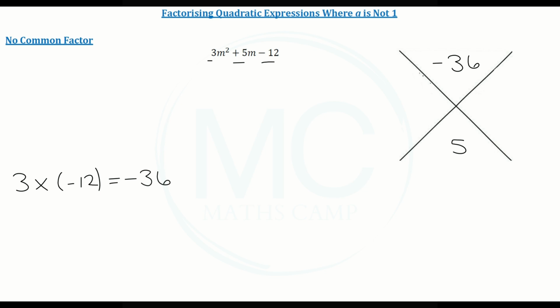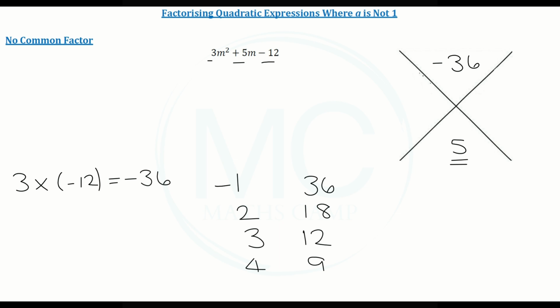Now we can find the factors of 36. We have 1 and 36, 2 and 18, 3 and 12, and 4 and 9. 36 is negative, which means one factor must be negative. But 5 is positive, which tells us that the smaller factor is negative.